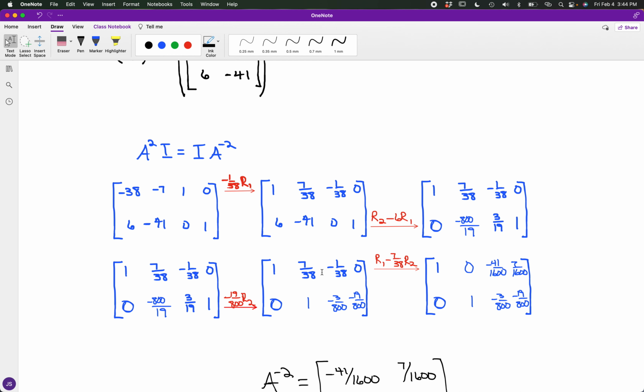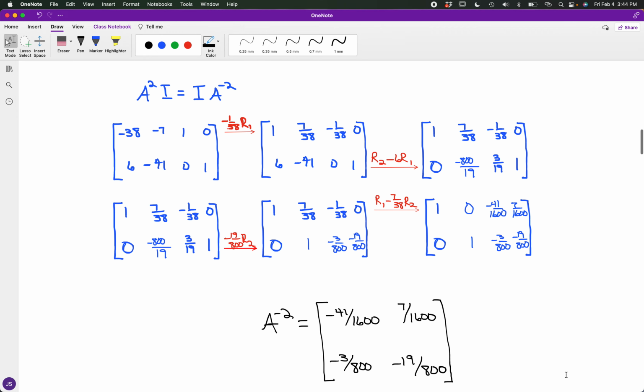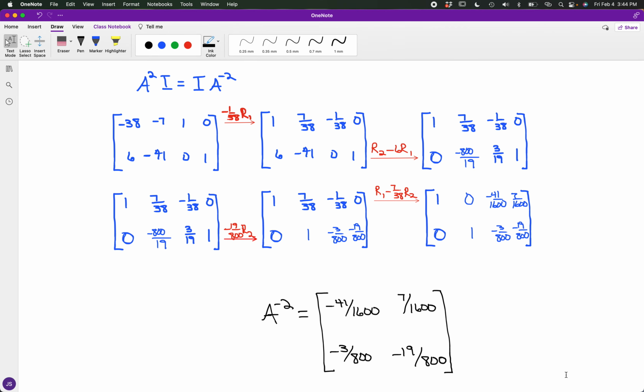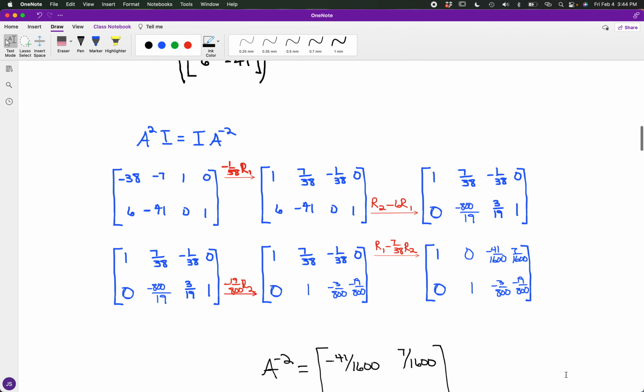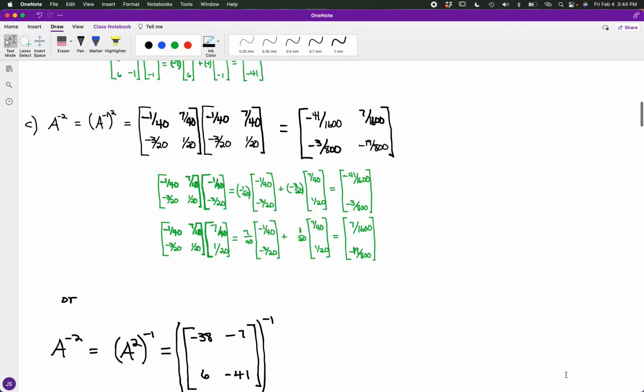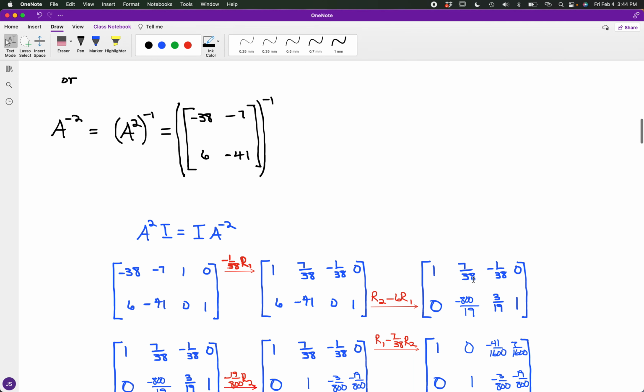And finally, for changing 7/38 to 0, I can take the top row and deduct 7/38 of the bottom row elements. So in the result, I have the top row with 1, 0, negative 41 1600ths, and 7 1600ths. And for what I have on the right, again, it's going to be A to the negative 2. And if you notice, in comparison, we're going to have the exact same 4 elements.